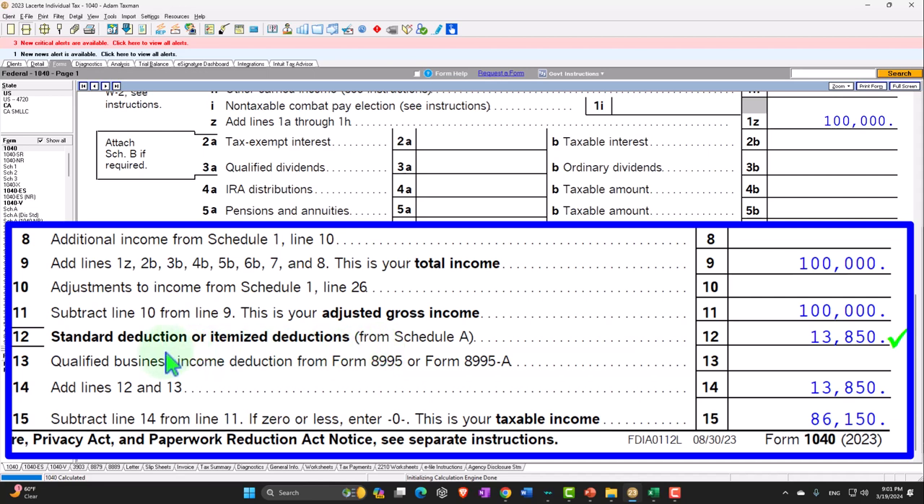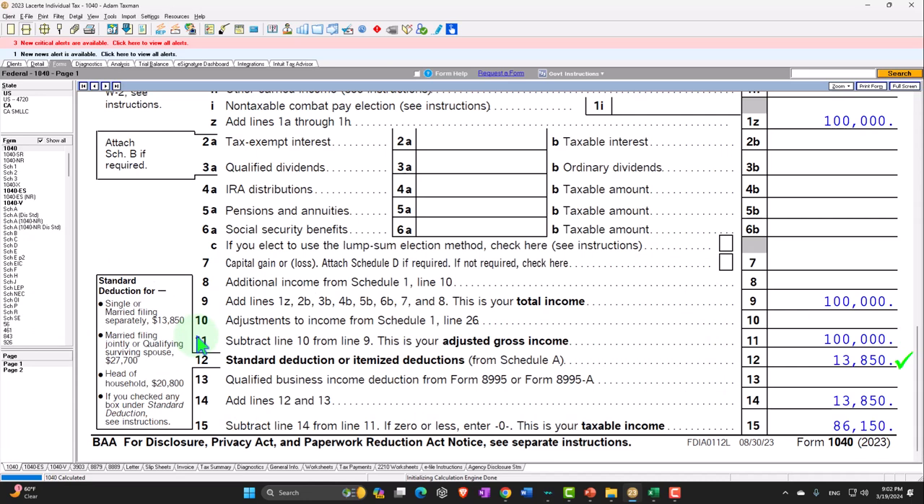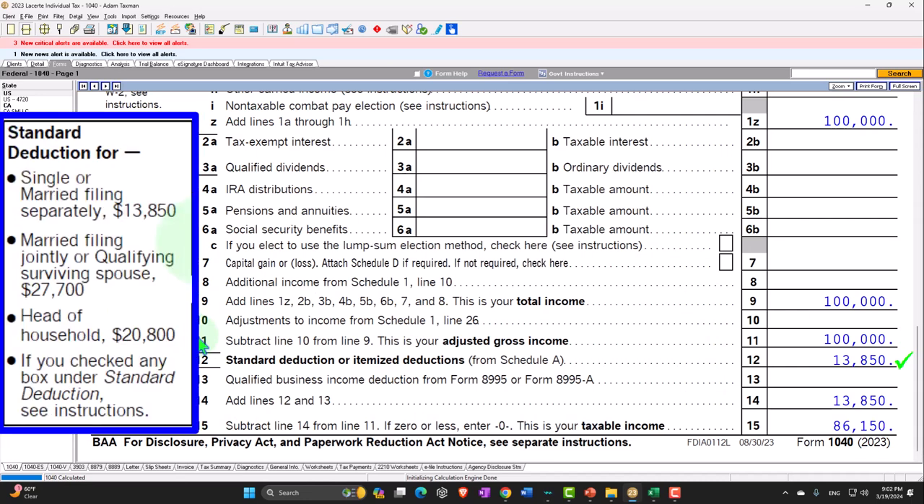If we did not itemize last year, it's likely we're not going to itemize this year unless there's a substantial change. And again, that big change that could push us over to itemizing would be something like the purchase of a home.